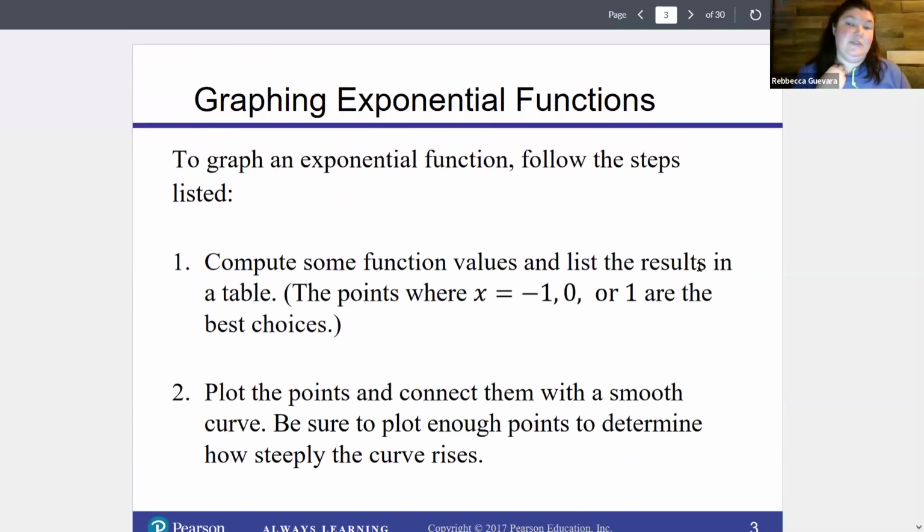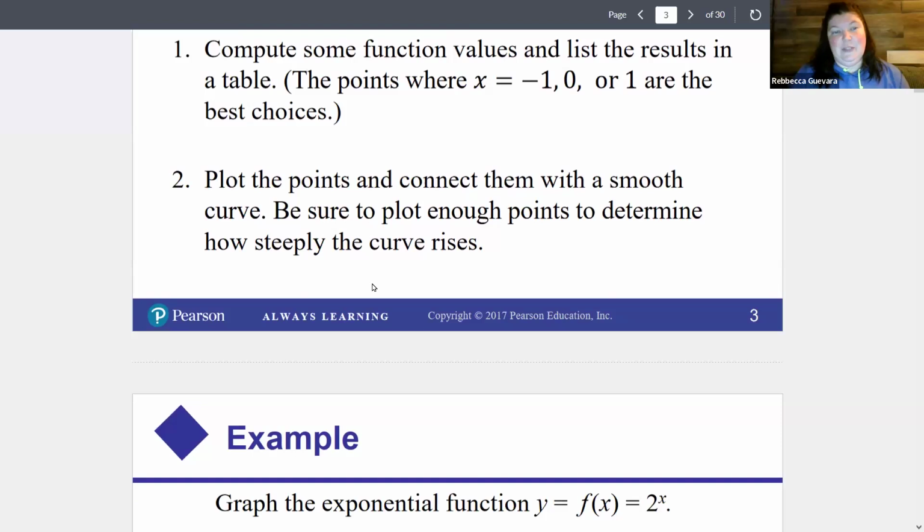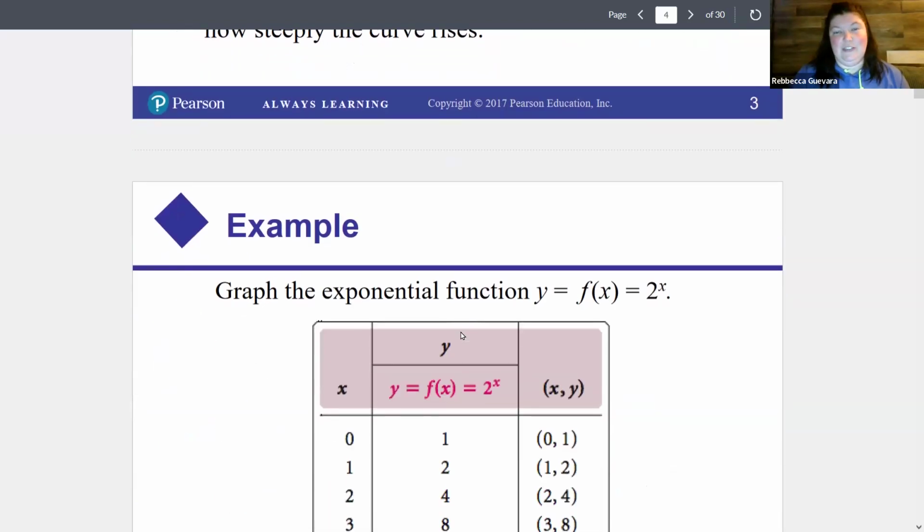When we graph an exponential function, we're going to compute some values and list the results in a table. Good starting points, so you get used to the shifts and everything, are -1, 0, and 1. We're going to plot the points and connect them with a smooth curve. Kind of like rational functions had asymptotes we had to watch out for, because we didn't know what the curve was doing unless we knew where the asymptotes were, we're going to have a similar thing here: your exponential functions have an asymptote. And we have concern about how quickly it rises.